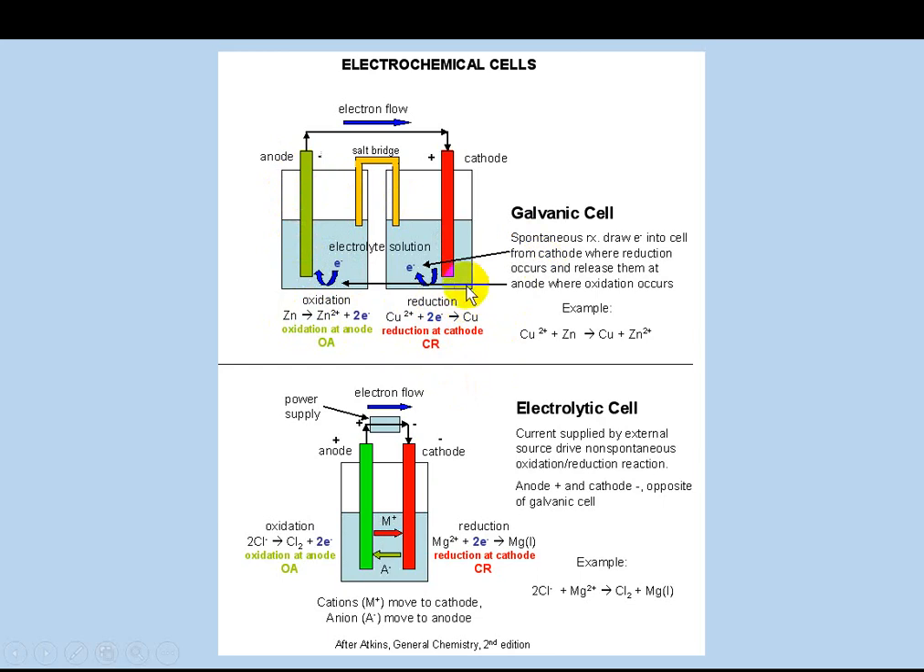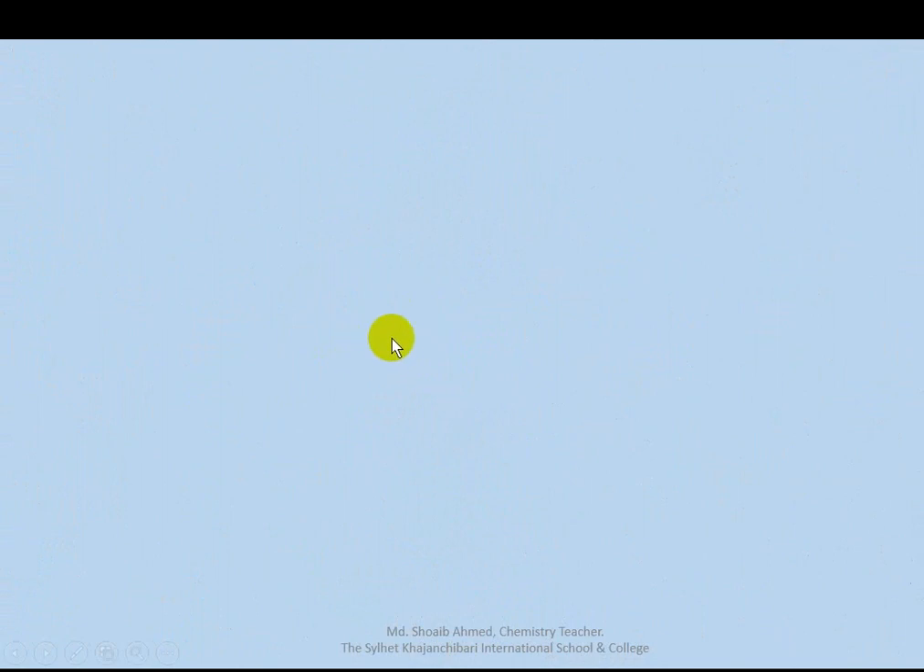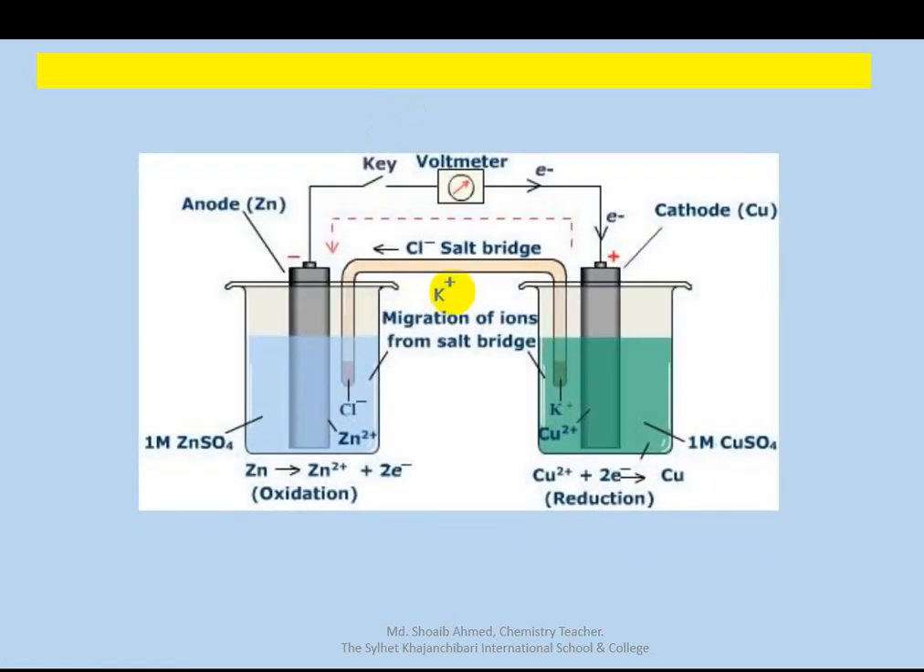So have you understood the galvanic cell and electrolytic cell? What is the basic difference between the galvanic cell and the electrolytic cell? Can anyone give an answer? Yes, in the galvanic cell chemical energy is converted into electrical energy. Yes, good.